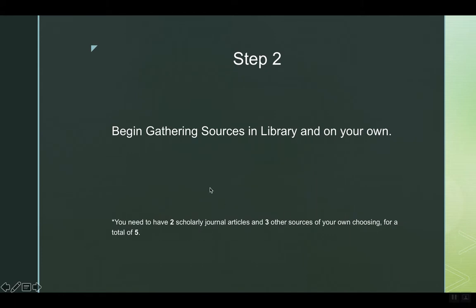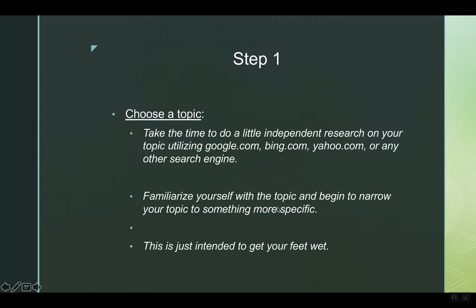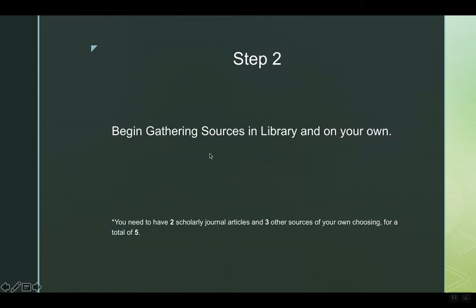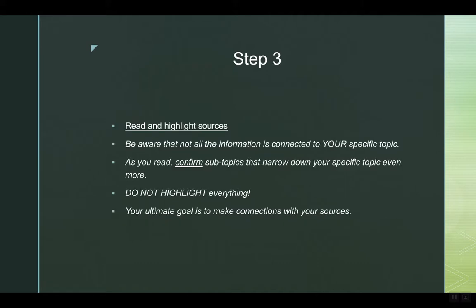So step 2, gather sources in the library. By that I mean gather journal articles. After you've found a general idea, you want to find more specific, narrow sources. And again, you need 2 sources from our library website. But begin gathering some sources there.